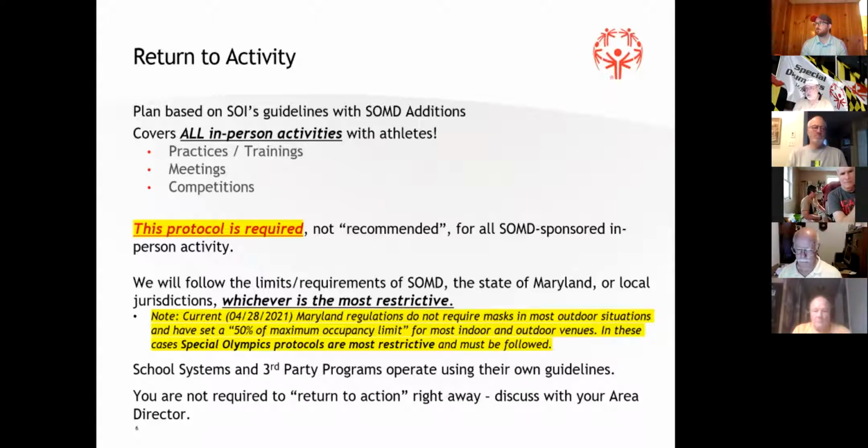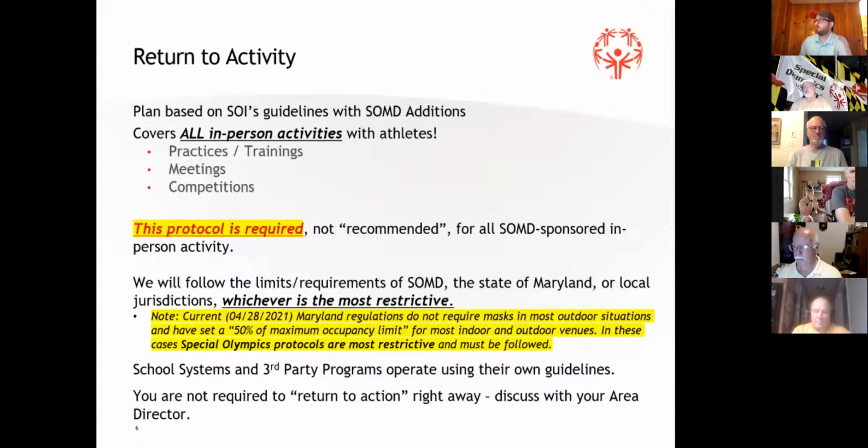In the case right now, with yesterday's change, this is not 100% accurate, but for summary purposes it's fine: Maryland changed the regulations so that people don't need to wear masks for most outdoor situations, and there is a 50% maximum occupancy limit for indoor and outdoor venues. As we go through the Special Olympics protocols, they are more restrictive, so we will follow those.